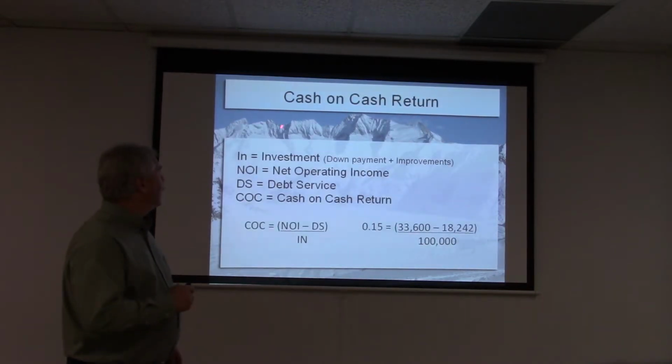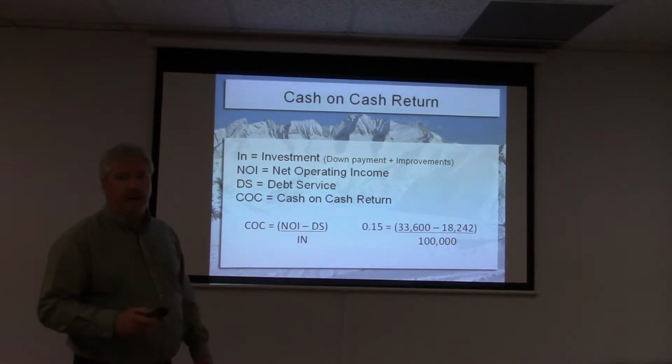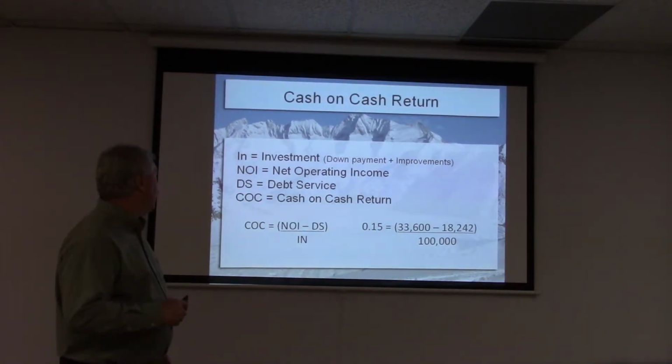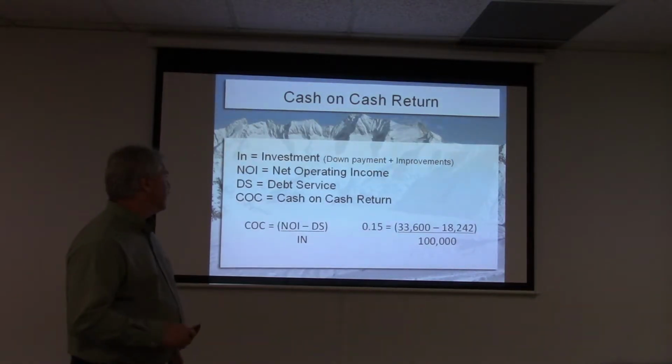So next we'll go on to cash on cash return to evaluate. And again, we've got our acronyms, and this one, IN, is investment, which is your down payment plus any improvements that you're going to do right away. And then the NOI, we've already discussed, DS being debt service, and COC, which is cash on cash return. So your cash on cash return equals your NOI minus your debt service, divided by your investment.